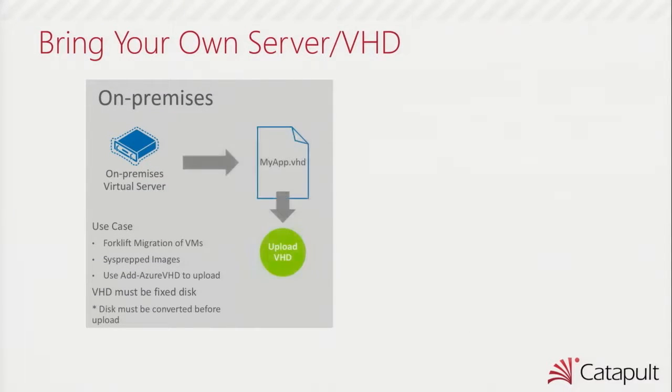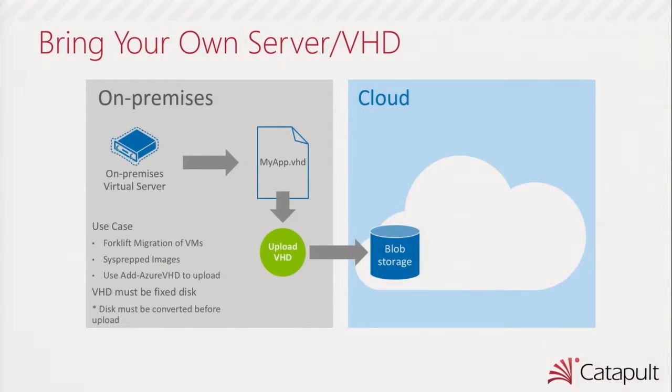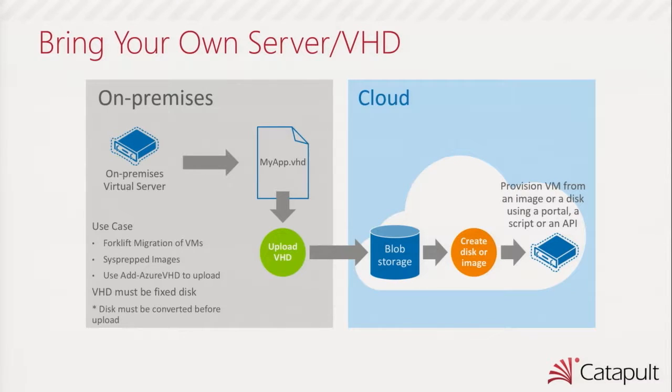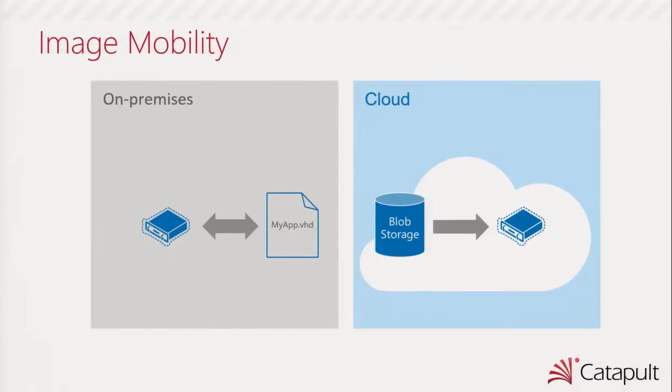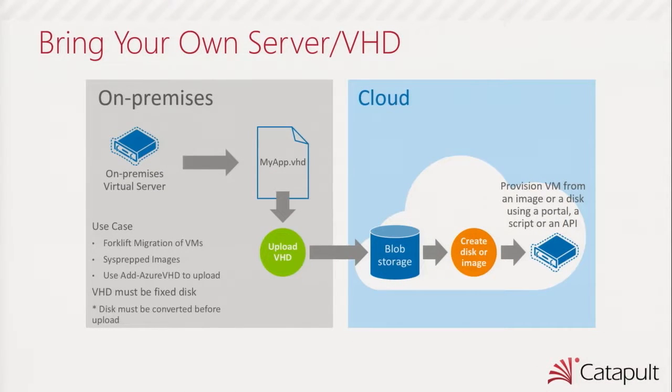Again, we spoke about this a little bit. So your virtual hard disk, right? Let's say you've got an on-premise Hyper-V or VMware ESX implementation. You've got virtual machines running. You can take that VHD file, basically just lift and shift it, shut your VM down, take that virtual hard disk, copy it up to Azure into your blob storage. Create a disk or image, and then provision your virtual machine from that image or from that disk. You can script it, you can do it from the portal.